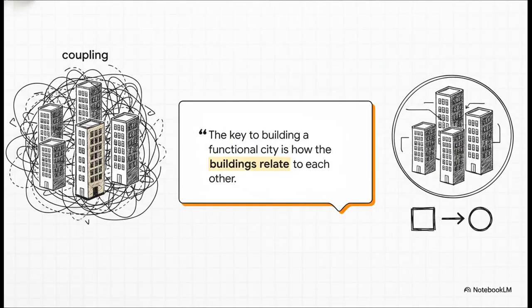This really gets to the heart of it. I mean, having a bunch of amazing, well-designed buildings is great, but that doesn't make a city. A city comes alive in how all those buildings work together. And this leads us to two of the most important words in all of software architecture: coupling and cohesion.